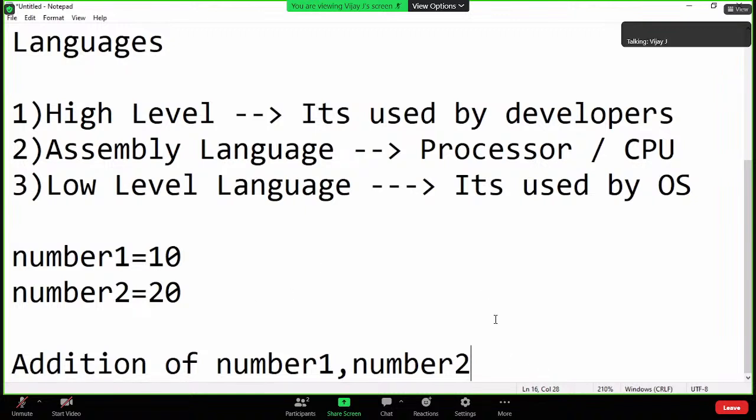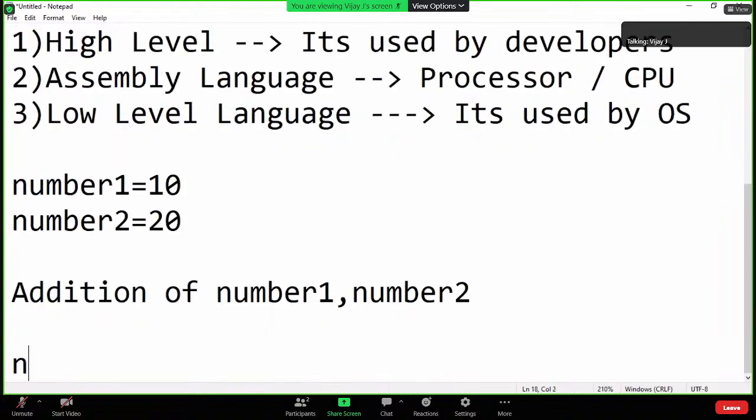So what a developer can do is simple. He can create a program. In this program, we are taking two numbers, number one and number two. The operation we want to perform is addition. So I am performing number one plus number two. Able to follow? So I'd be writing my program whereby number one will be 10 and number two will be 20.